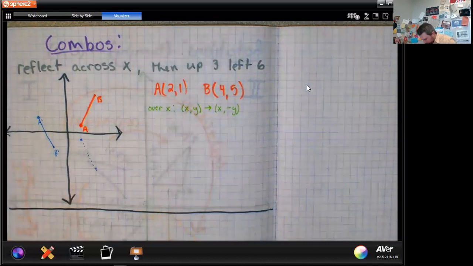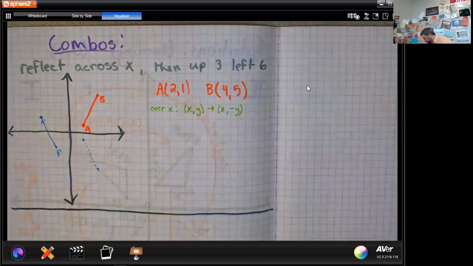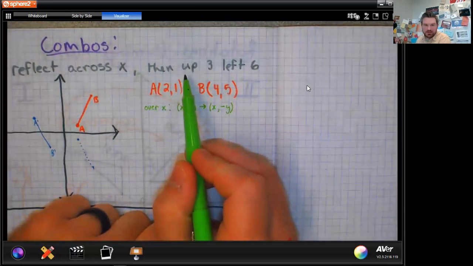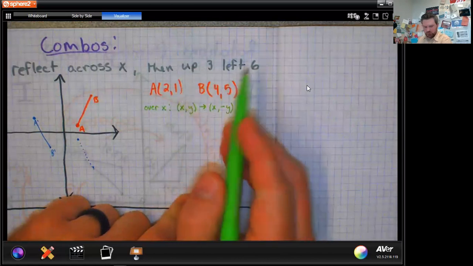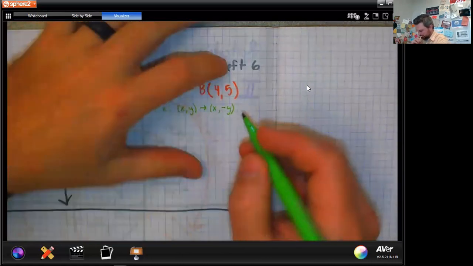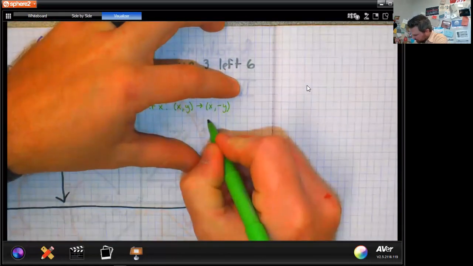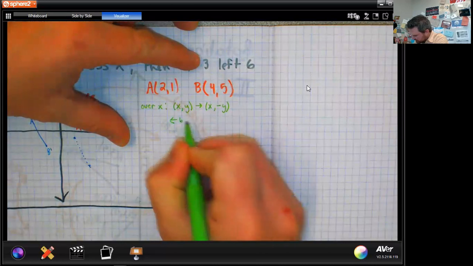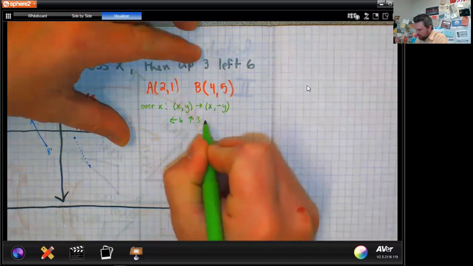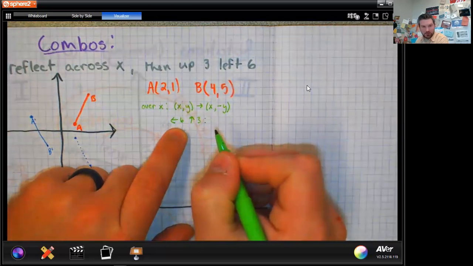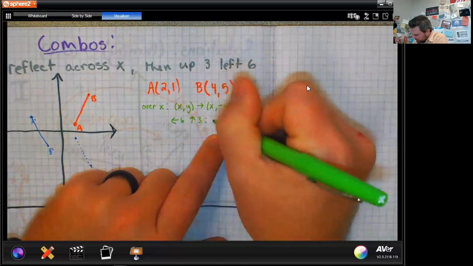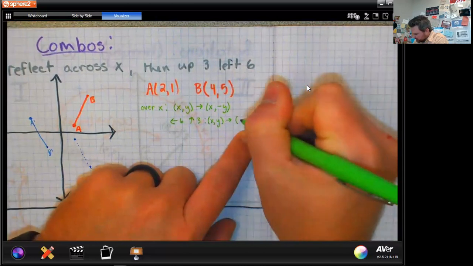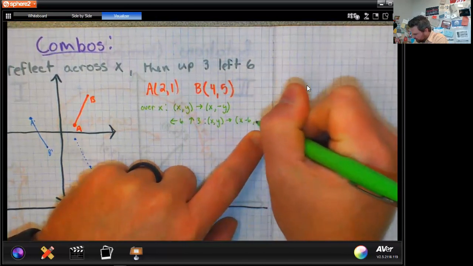Now we're going to take this rule and apply the second movement to it, which would be the rule for that. We're going to go left 6, up 3. Notice I put it in the right order. My x movement comes first and then my y movement. That becomes x, y, and that goes to x minus 6, y plus 3.